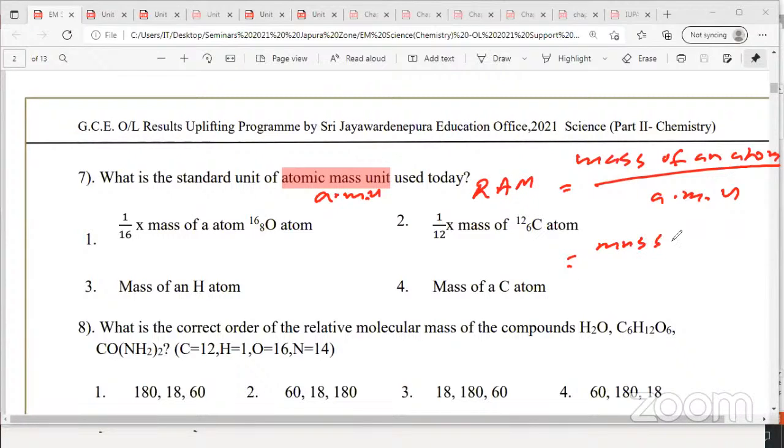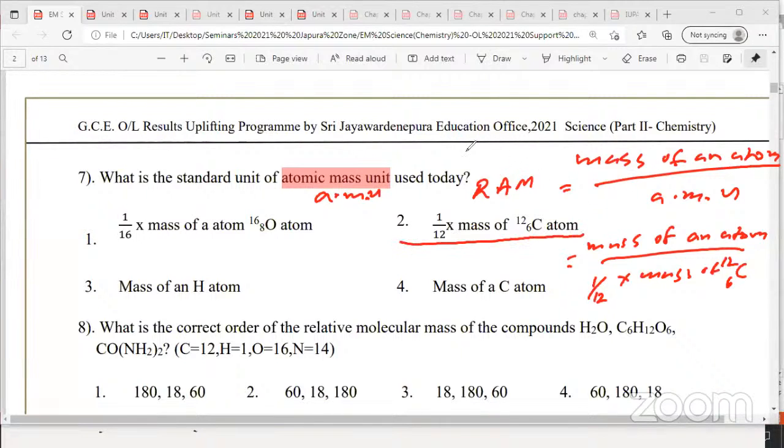Mass of atom. They will not ask you to write this, but sometimes they can ask which expression is correct. Those are possible questions. Imagine the mass of a carbon atom or the mass of a sulfur atom, divided by AMU. AMU will be 1/12 into the mass of which atom? The mass of the carbon atom, C-12 isotope. Right. Next one. So what is the answer for this? Question number 7, the answer is second.